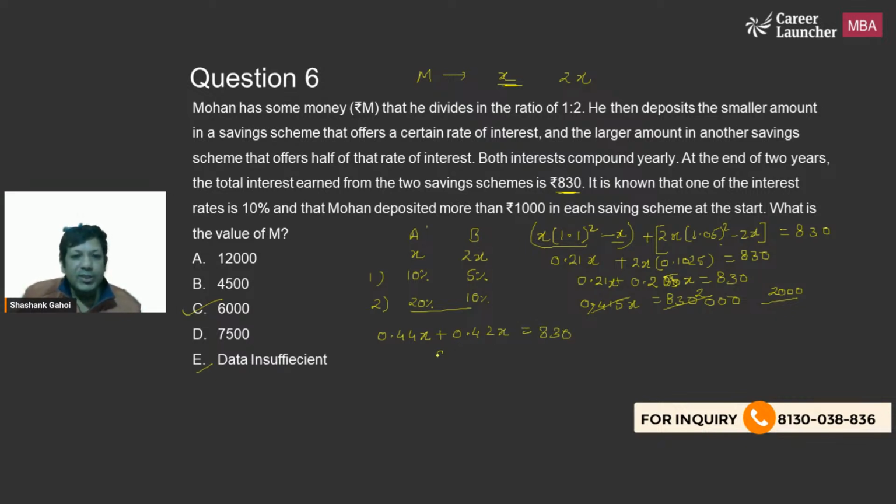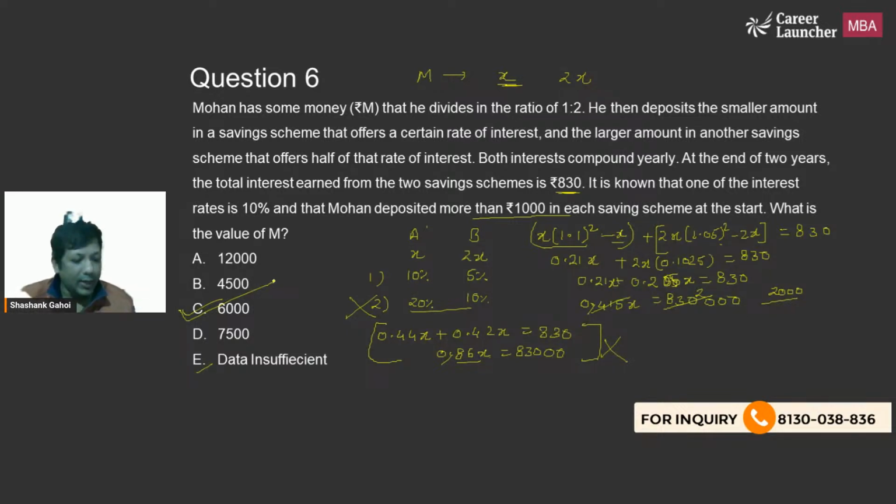So this gives me 0.86x, and that is equal to 830. So remove the decimal, I'm going to get 86 here. If I divide this, x is equal to 83000 divided by 86, so my value is definitely less than 1000. But the question says he deposited at least 1000 rupees in each of the saving accounts. So the condition is void in this, so this cannot be a possible scenario, so this is rejected. In this case my answer to this question is going to be option C and C only. There is no other answer that's possible.